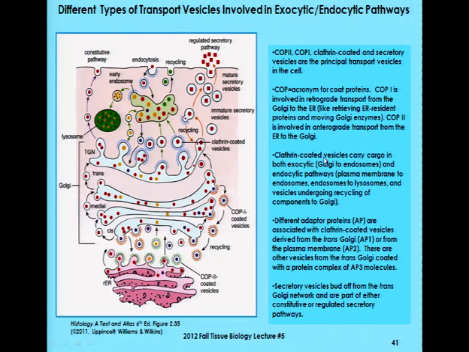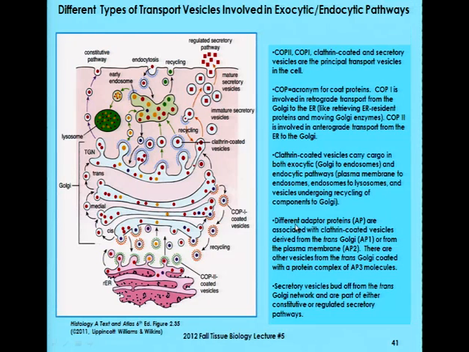The clathrin-coated vesicles play a role in carrying cargo in both exocytic pathways, that's Golgi to endosomes, and also in endocytic pathways. They are also involved in the budding off of membrane from endosomes, and for proteins to be entered into an endosomal pathway leading to lysosomes.